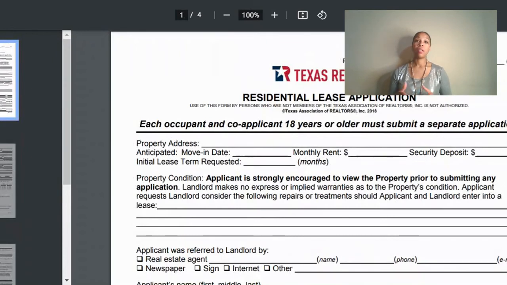And again, if you haven't already done it, gather your financial information for at least the past 3 months, because more than likely you are going to be asked for that. And you want it to be ready so that you have a great shot at getting the property.